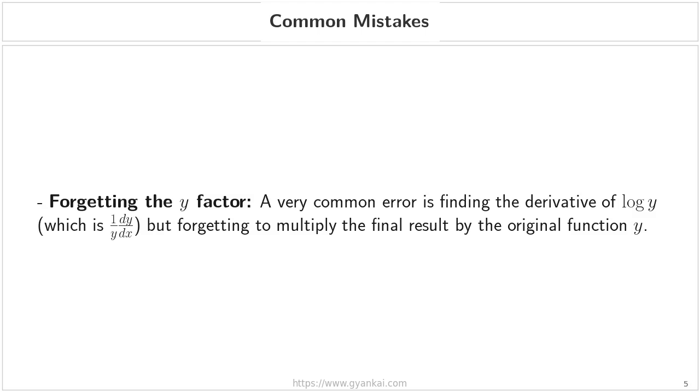First, let's talk about forgetting the y factor. As we saw in the previous example, when we take the derivative of the natural log of y, we obtain 1 over y times the derivative of y with respect to x. A very common error is to find this expression, but then forget to multiply the final result by the original function y. Remember, our goal is to isolate the derivative of y, so that final multiplication step is essential.